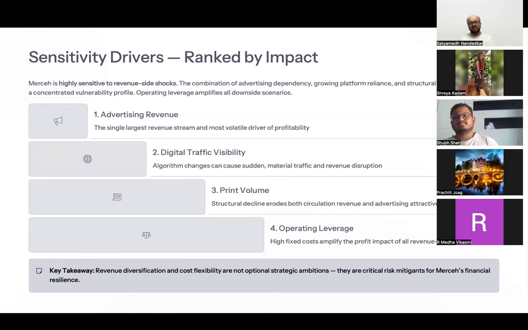And I have, in my opinion, basically tried to rank the sensitivity drivers by impact: advertising revenue, digital traffic visibility, print volume, and operating leverage. Now, this is my understanding based on the data. If the data in the exhibit is something else, then naturally your answer will change accordingly, right?